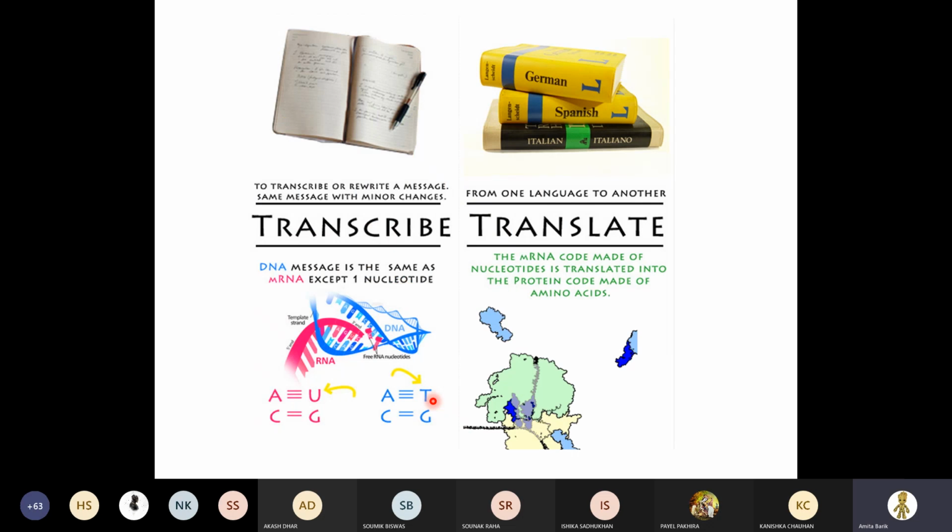Those who have some confusion about transcription and translation, because it confuses some people: transcribe means rewrite a message. The same message with some minor changes, because the DNA message is the same as the mRNA except for one nucleotide. Instead of T, it is U. That's why it is transcription. And translation means you are changing, like translating one language to another, like German to Spanish. This mRNA is now changed: we are using the information from the mRNA and translating that entire information into another thing that is known as the protein. That's why this machinery is known as translation. Clear?